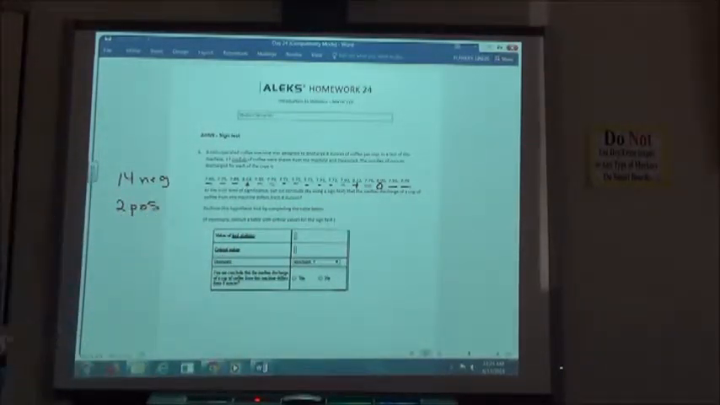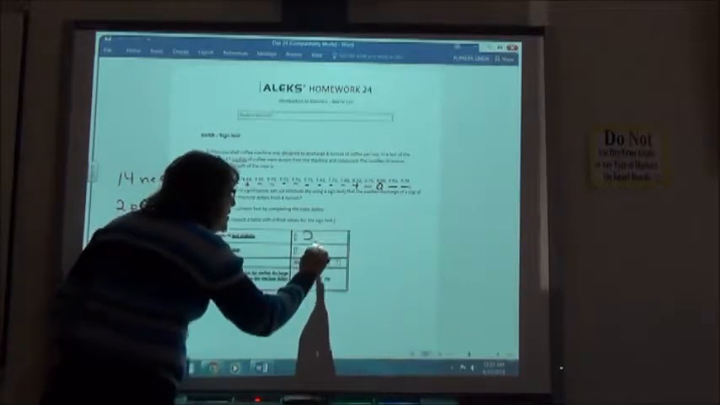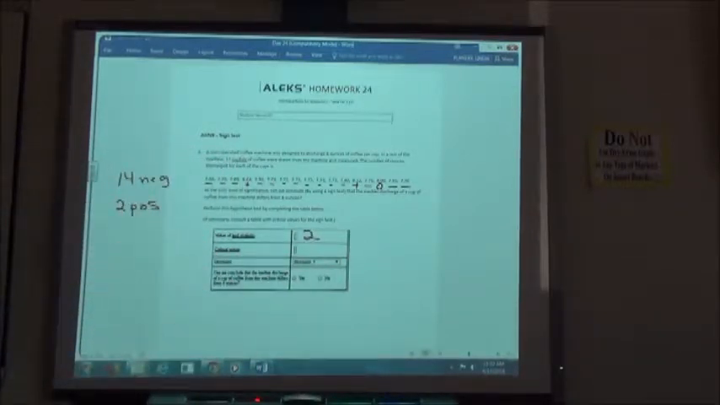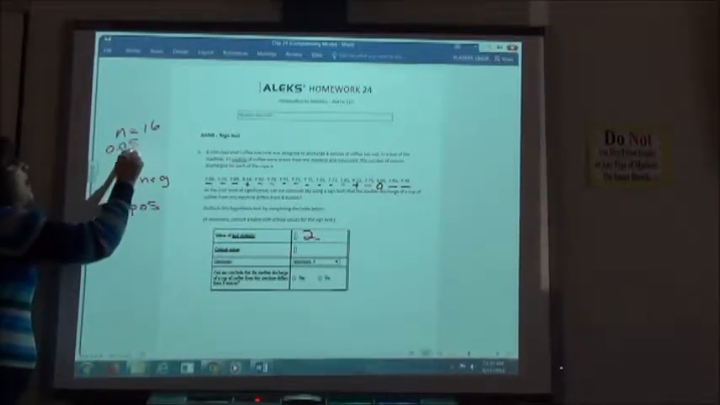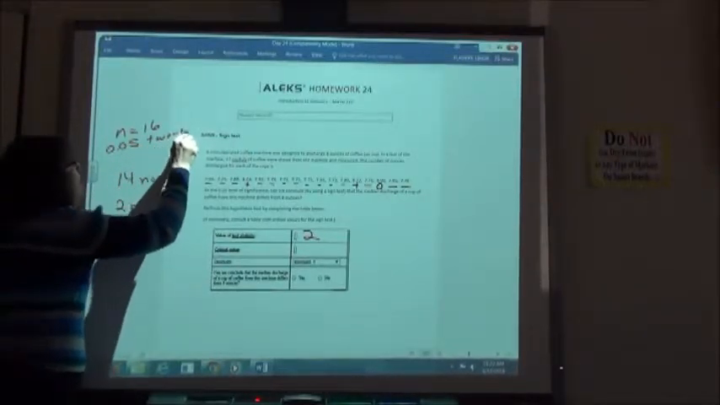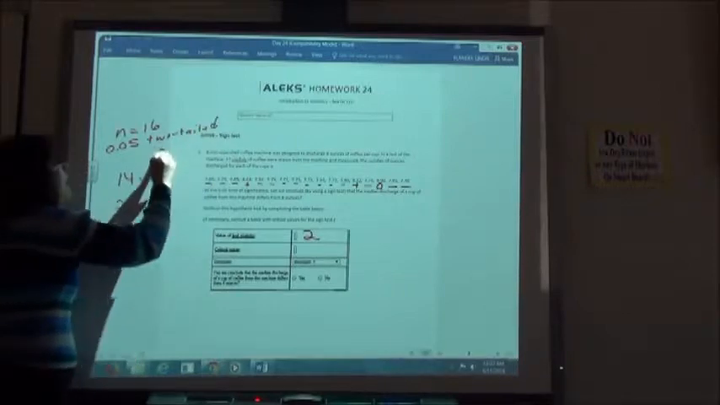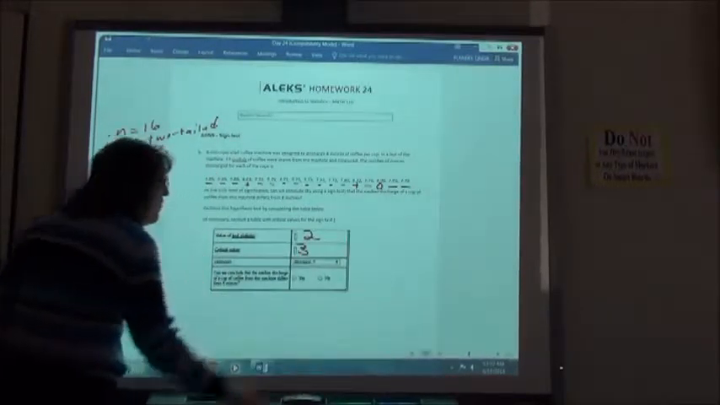The value of the test statistic is going to be whichever number is lower. In this case, the positive count was lower, so it's going to be 2. My critical value is going to be that number we just looked at in the table. When we had n equals 16 at a 0.05 two-tailed test, we got 3 for our critical value.